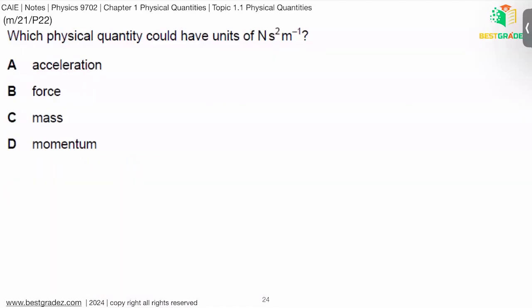Which physical quantity could have the unit N s squared m minus 1? What we can do is express this in terms of base units. If I express the newton in terms of base units, do you recall what the newton was equal to? Yes, kg m s minus 2. So instead of newton I have written this. If I simplify, m and m will cancel, so I'm left with kilograms s squared and s minus 2. So it seems to be, yes, Kisa, you're right. Answer C is correct.